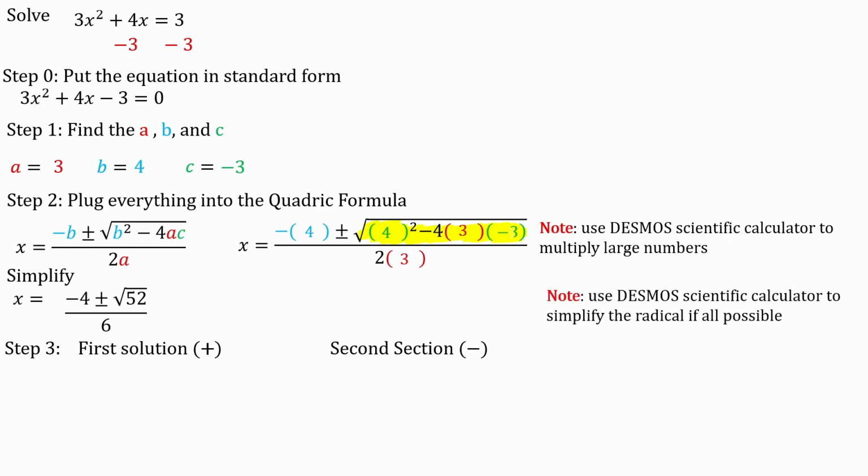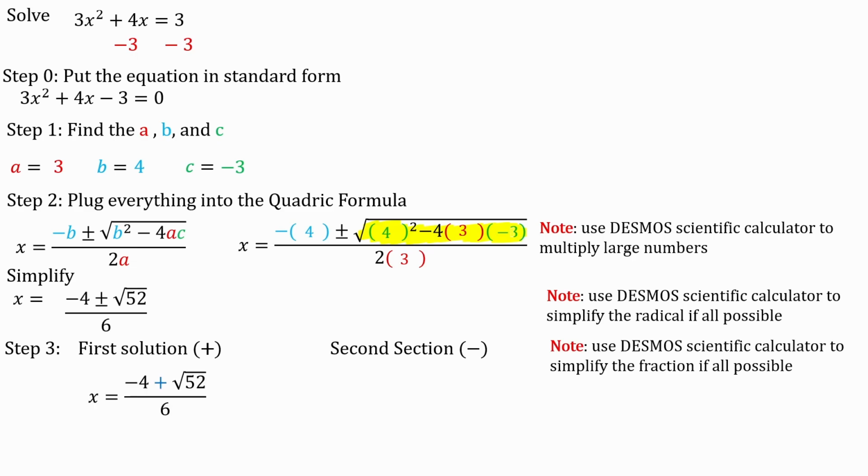And let's see, can we simplify the square root of 52? I don't believe so. So the first solution is negative 4 plus the square root of 52 over 6, and it's negative 4 minus the square root of 52 over 6. This answer is good for this year, but I want to let you know that you can actually technically simplify this. In algebra 2, what you need to do is make sure that these can't break down. So technically this does break down into negative 2 plus and minus radical 52 over 3.